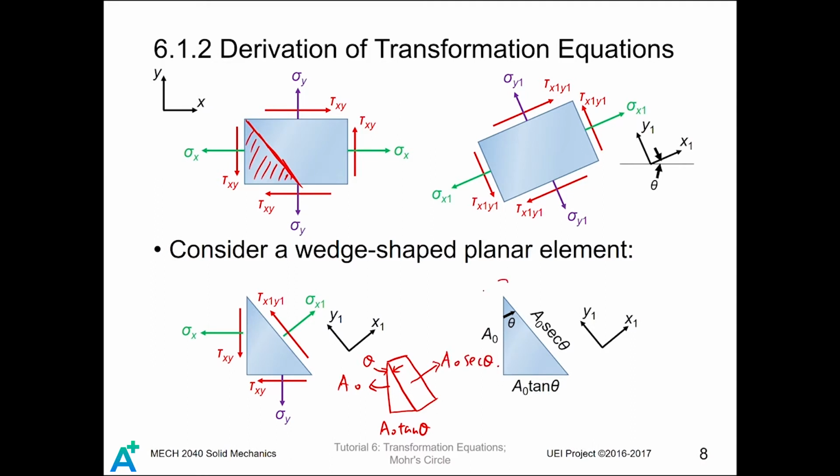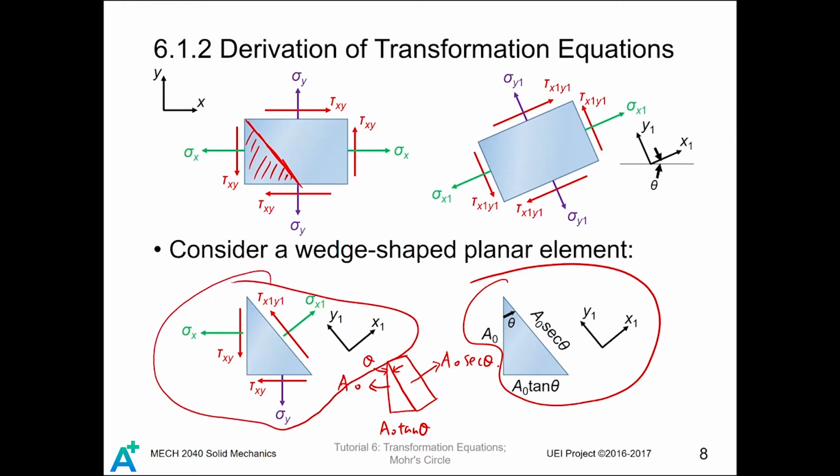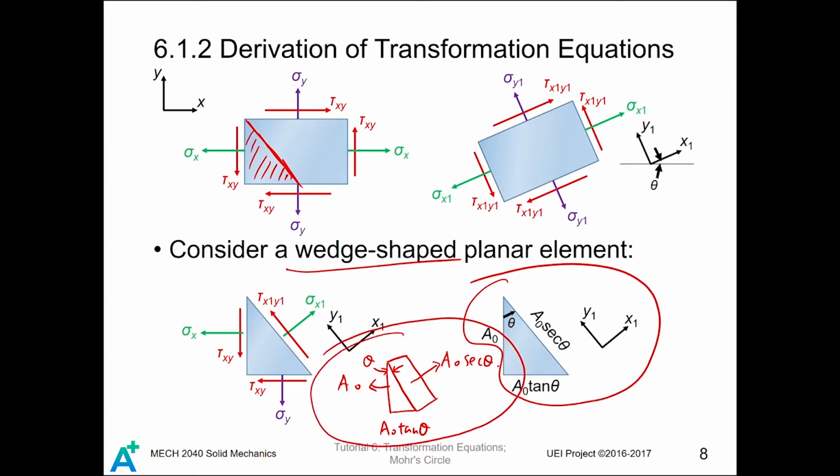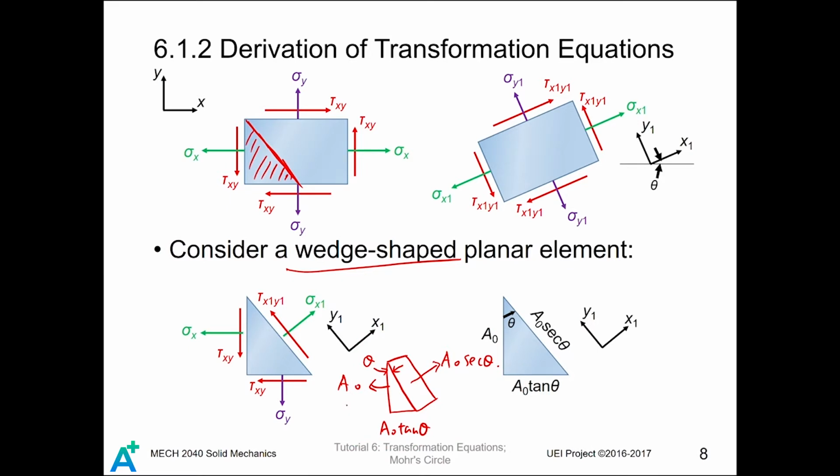So it is exactly shown here, but it is shown in 2D form, so I try to sketch the 3D form to help you understand. Still, I emphasize, it is not really just a triangle. It is actually a wedge. It looks like this. You can imagine you have a sandwich, okay? Then this side will be A0, this side will be A0 tangent theta, and this side will become A0 secant theta.